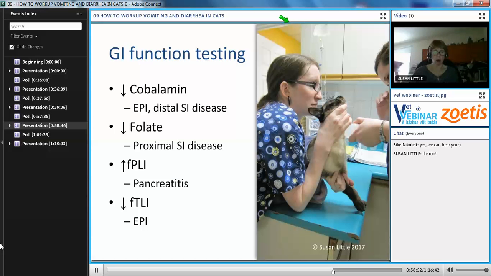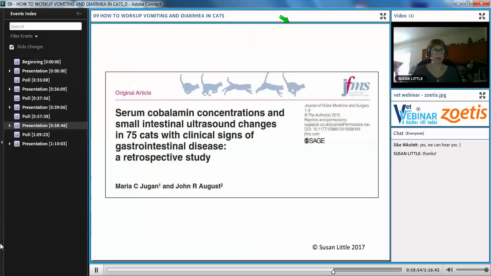So here's why I think it's a good idea to look at serum cobalamin. And I'm going to base it on this study that was published in the Journal of Feline Medicine and Surgery. So this study came out, I think, a year or two ago. Really nice study from Texas A&M where they looked at serum cobalamin levels in cats that also had ultrasounds done and they also had biopsies done.